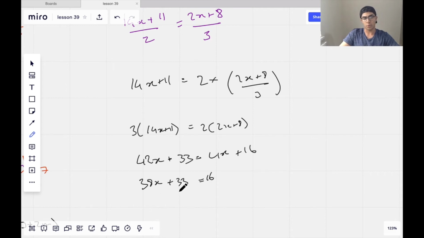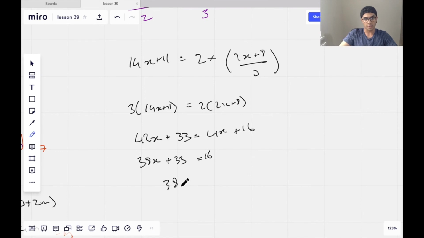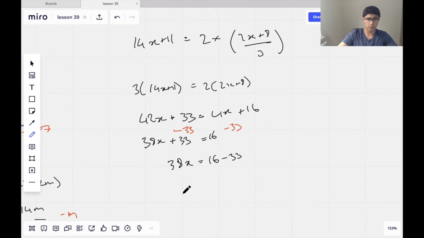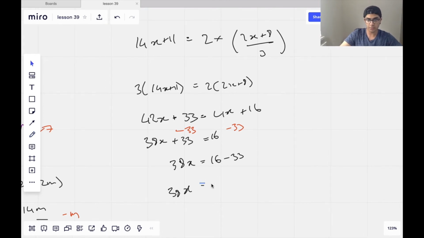And now I have to take away 33 from both sides, so I can have the 38x on its own. So 38x is equal to 16 minus 33, because I've done the minus here already. So I've done 38x plus 33 minus 33, in invisible writing in my head, to both sides. But I avoided writing this step out just because it's quicker not to. But I just thought it would be helpful to illustrate anyways. And then 38x is equal to 16 minus 33, which is minus 17.